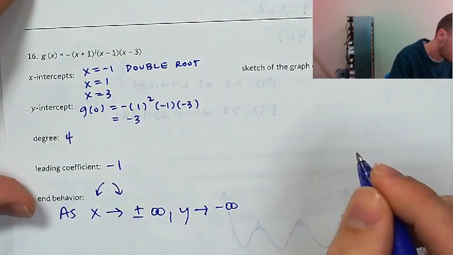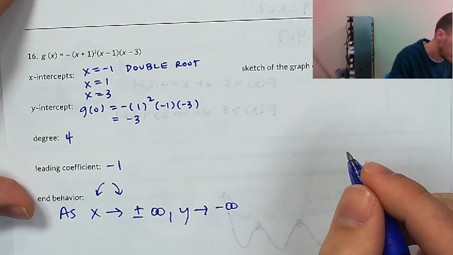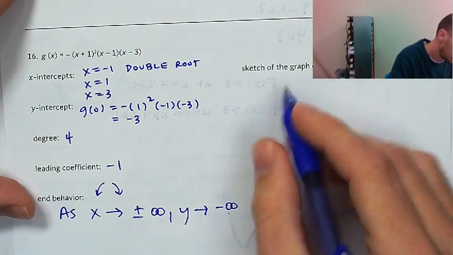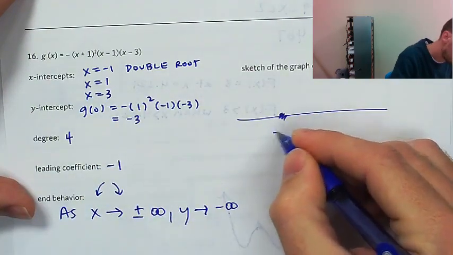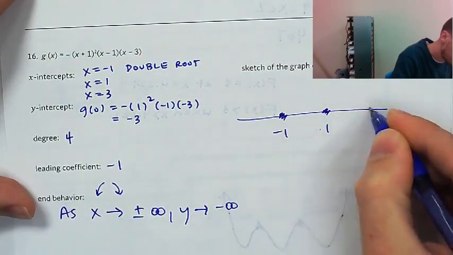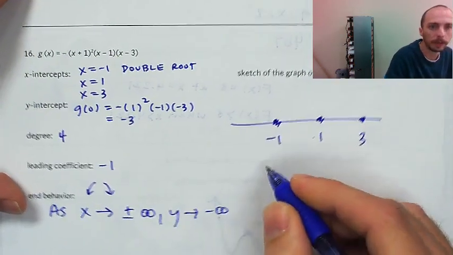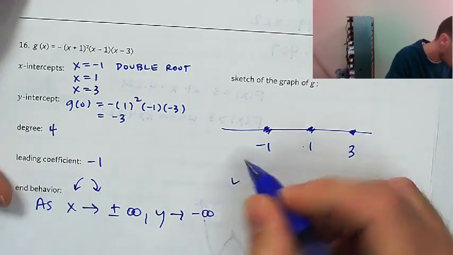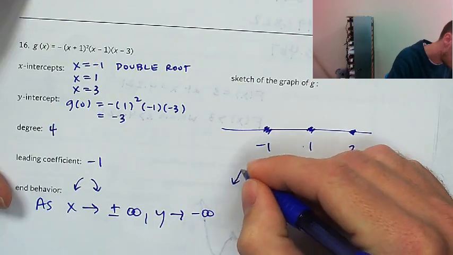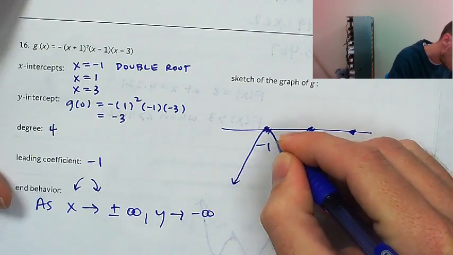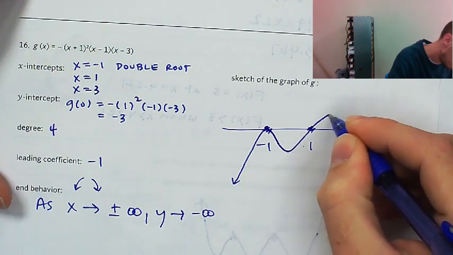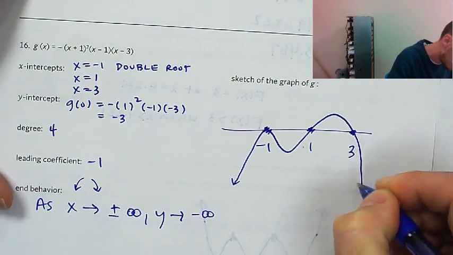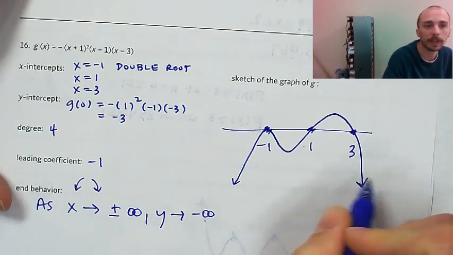And then as far as sketching the graph of g, I'm just going to start with the zeros. Negative 1, 1, and 3. The end behavior, I know it's got to come from below. Which one's the double root? x equals negative 1. So I'm going to come through, I'm going to bounce right here. Then these other two I'm going to pass through confidently. They're single roots, and then that fits the end behavior.